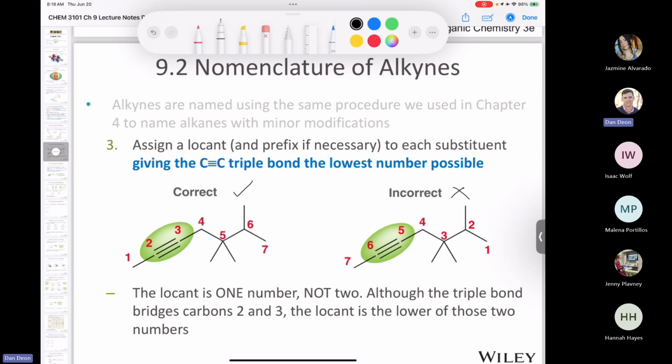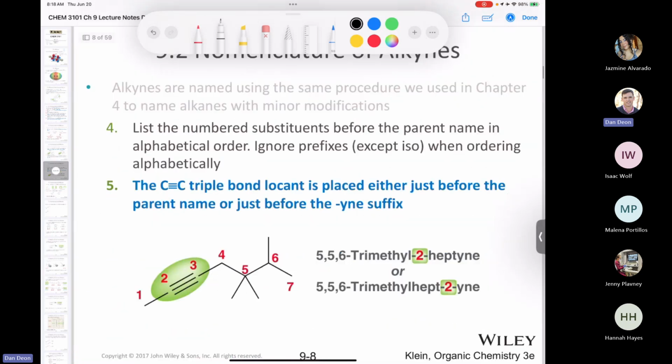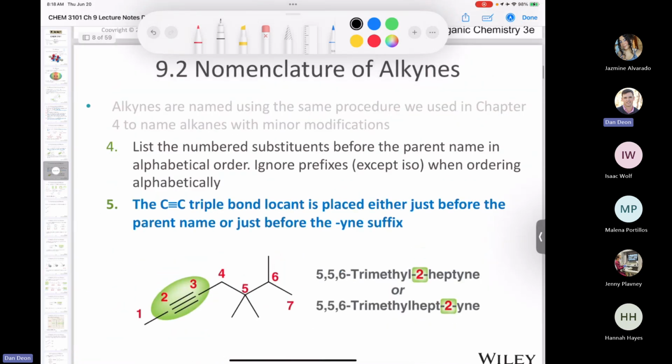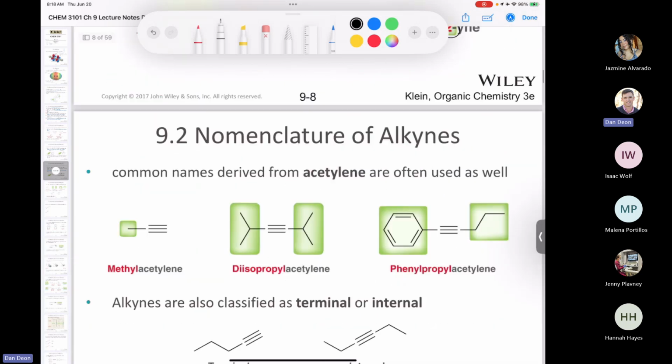So here in this compound, we also have 1, 2, 3 methyl groups. So you would call this 5,5,6-trimethyl-2-heptyne, like that. Anyhow, so there we go. Nothing really new with that. And I told you, you could put the locant for the triple bond either before the parent name or before the suffix. Either one is totally fine.